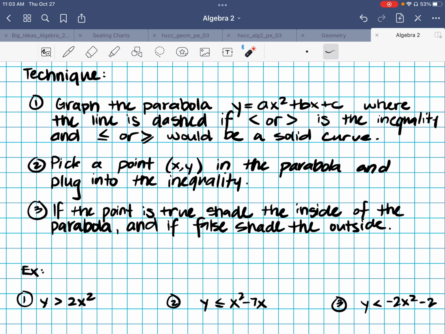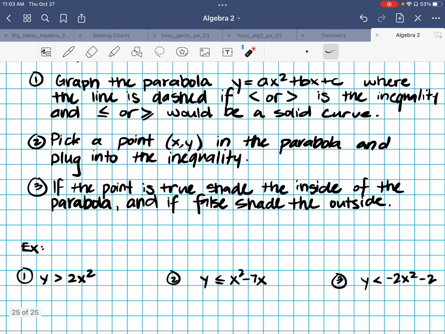Third step is to interpret what that means. So what does it mean? Well, is it true or is it false? If it's true, we shade the inside of the parabola. But if it's false, we're going to shade the outside of the parabola. So once again, true, shade the inside because that's where the point was. And if it's false, shade the outside because the inside did not work for us. All right, let's put it in play.